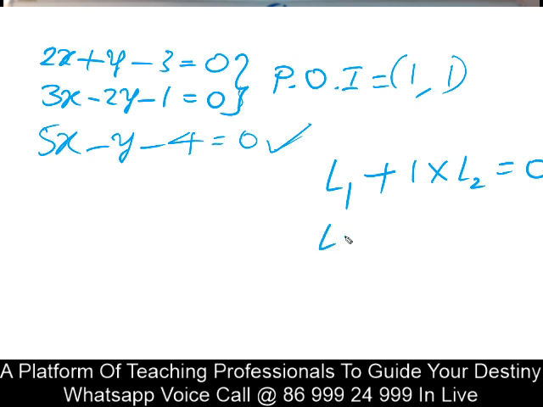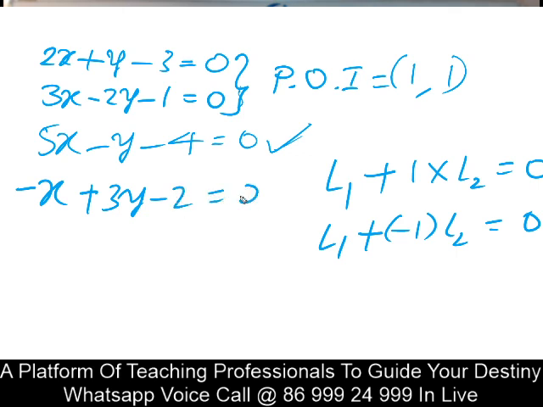Then you may be thinking, sir, why not minus 1 into L2? Yes, do it. Let us subtract that. Minus x plus 3y minus 2 equal to 0. Substitute: minus 1 plus 3 minus 2, 0. Satisfying.